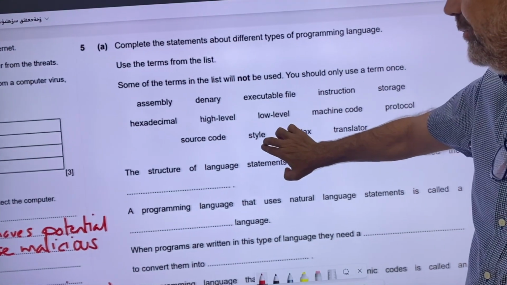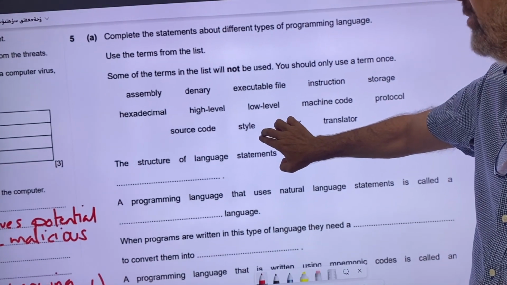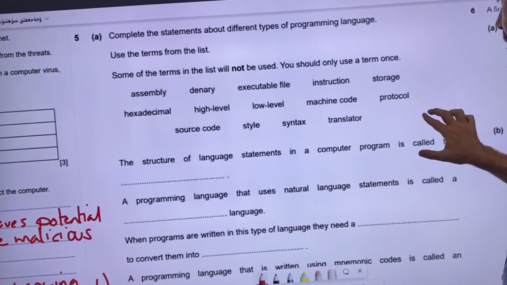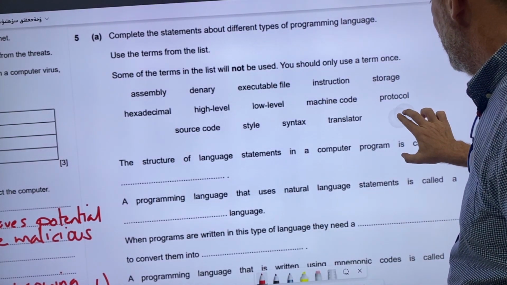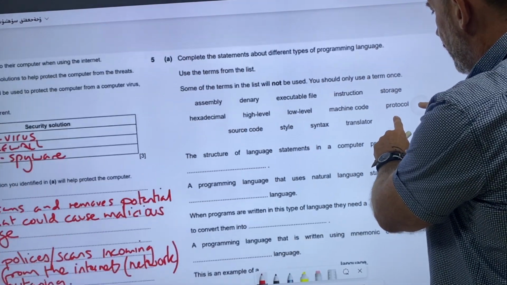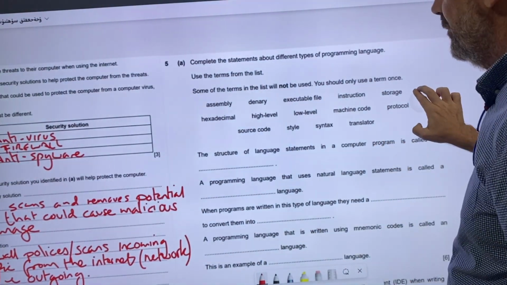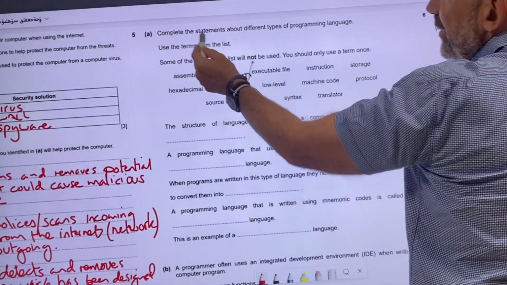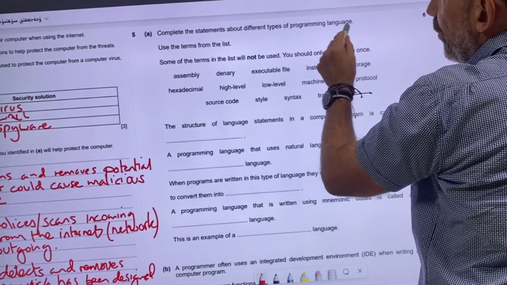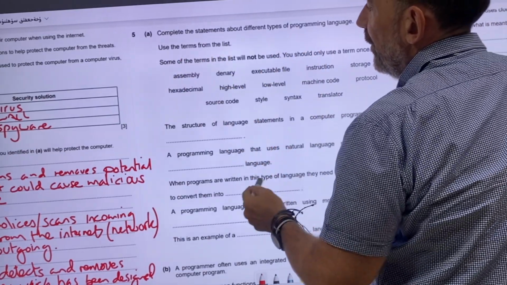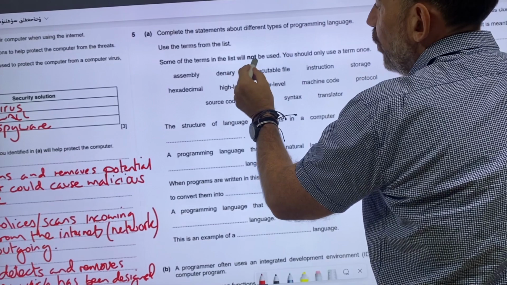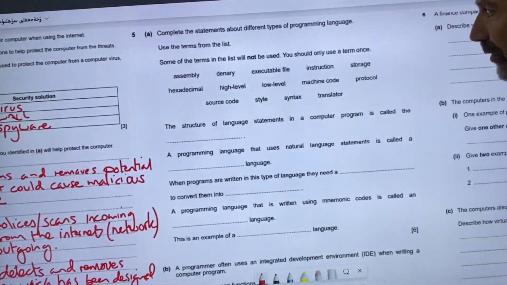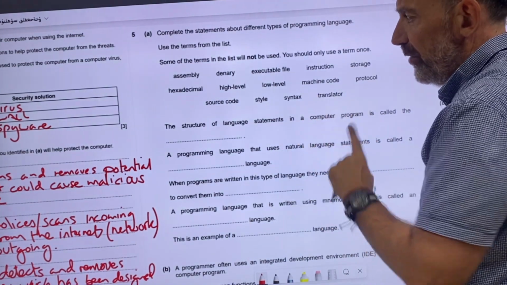Now then, question 5. Lots of words here, lots of words. Let me see if I can just reduce it a little bit so you can see everything. Hopefully you can still read this. Complete the statements about different types of programming language. Use the terms from the list. Some of the terms in the list will not be used. Well, no. You should only use a term once. Good. Sometimes it says twice.